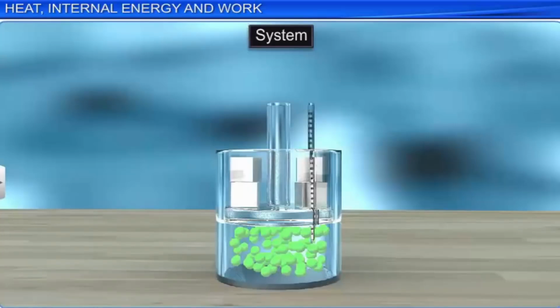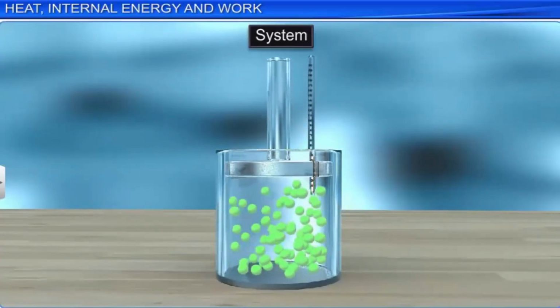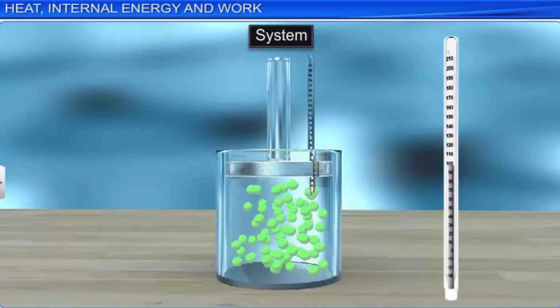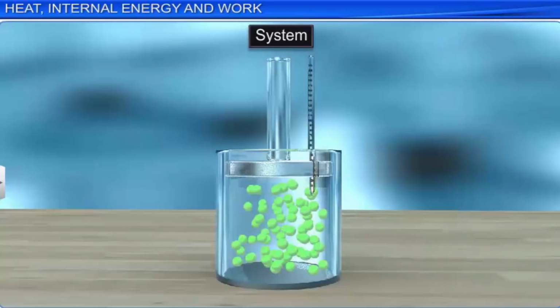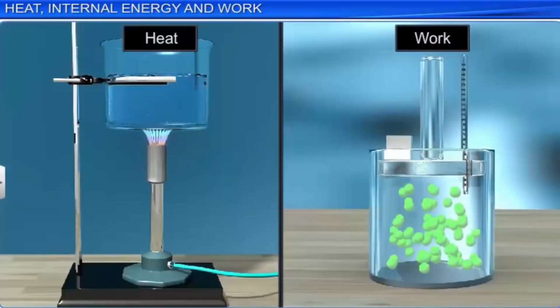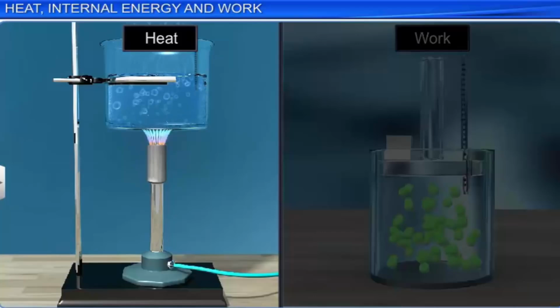Now, by removing the external force on the piston, if the gas is allowed to expand, the temperature of the gas decreases, indicating a reduction in its internal energy. Hence, when work is done by a system, its internal energy decreases. That means we have two different ways of changing the internal energy of a system. One by allowing the system to exchange heat with its surroundings, and the other by allowing it to do some work.